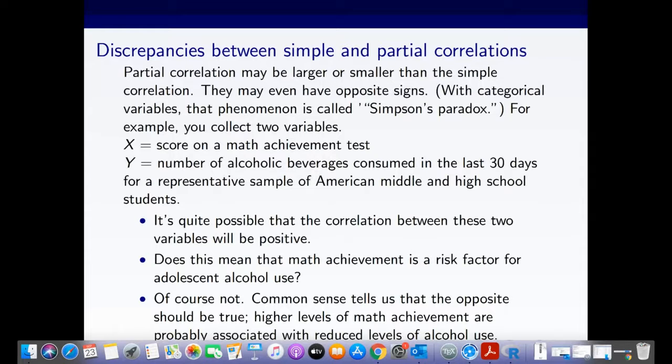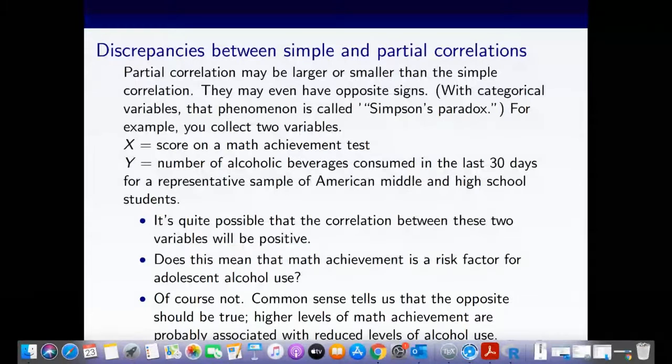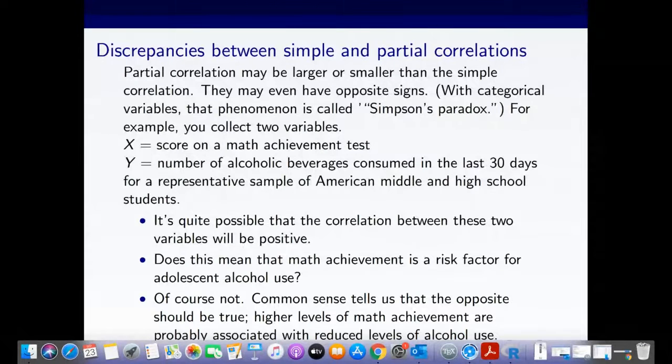If you have categorical variables, this phenomenon is called Simpson's paradox. So this discrepancy between simple and partial correlation is the continuous variable version of Simpson's paradox. Let's look at this example.